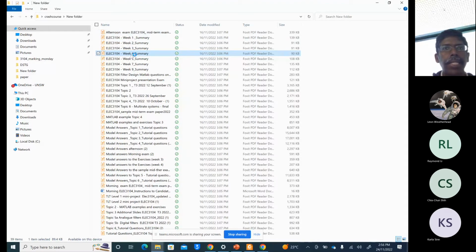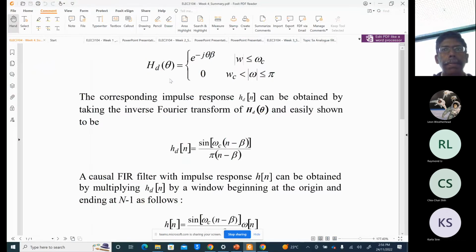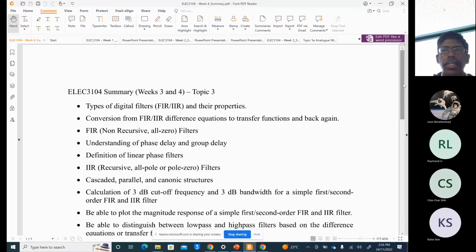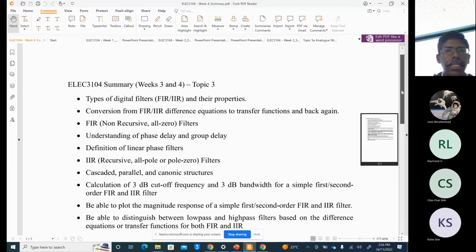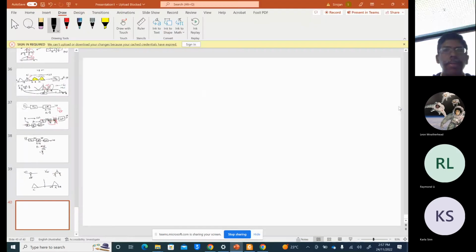Let's check the summary sheet whether we missed anything. Cascade, parallels, 3 dB cutoff frequency. I'll quickly say about the 3 dB cutoff frequency. Another thing is about the 3 dB cutoff frequency.